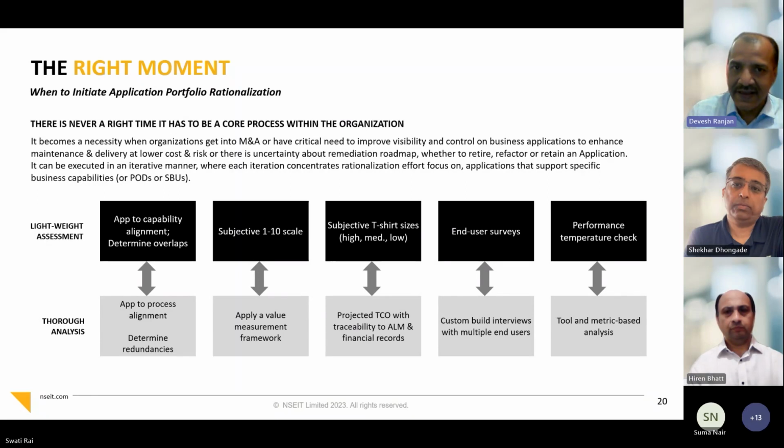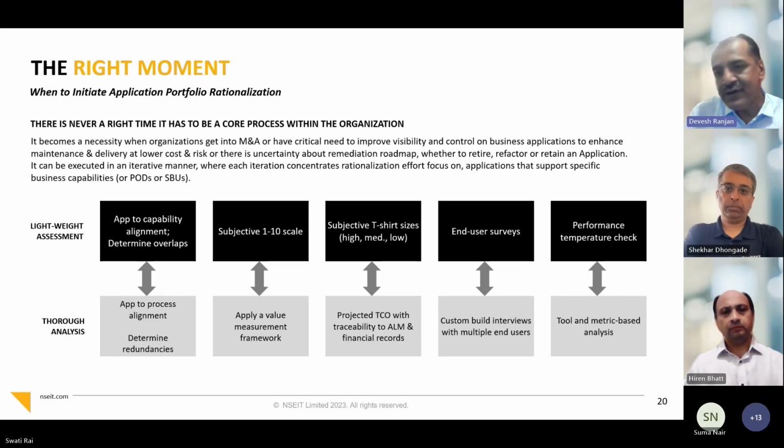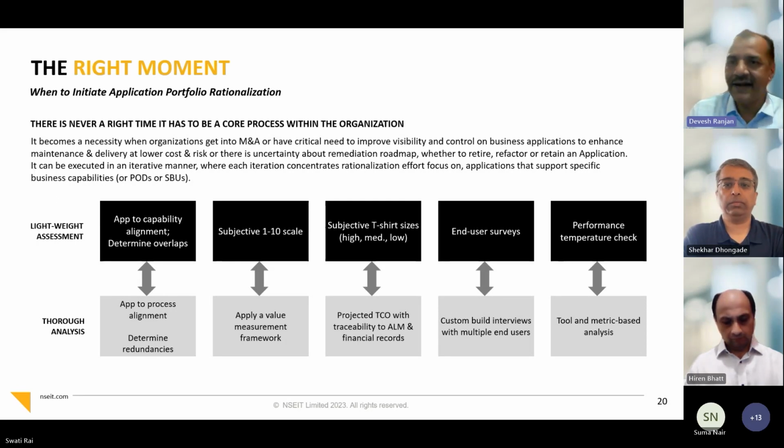But truly speaking, what I feel is any organization which wants to get greater visibility or control on their business applications, or wants to optimize on the maintenance delivery costs, or is not very sure about the remediation roadmap for a particular application or a set of applications, whether to retire them, refactor them, that is the time when you should look at application portfolio rationalization. And it is not just that you need to take it as a complete exercise for the entire organization. Even from a cost perspective, you can either go for a lightweight assessment or a thorough analysis depending on your requirement. Ultimately, it is based on the customer's requirement, something tailor-made, t-shirt sizes fitting the customer's requirement.